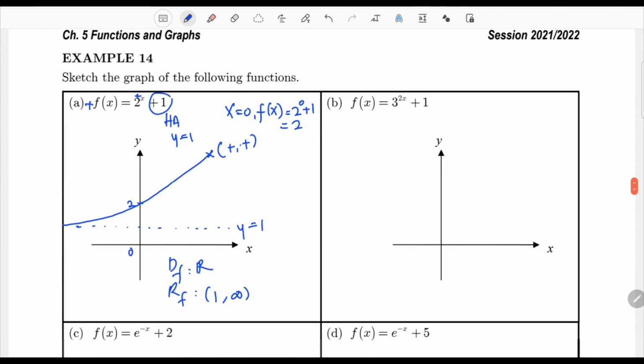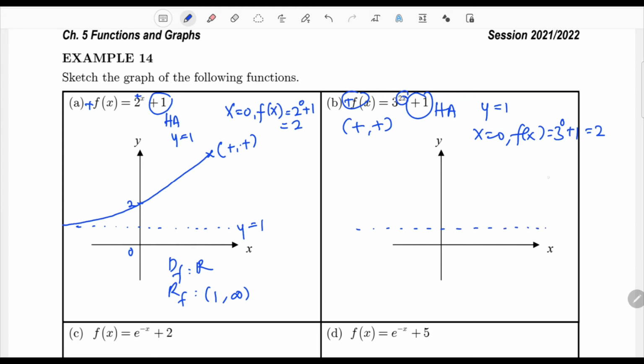Okay, look at B. Same thing, you have the horizontal asymptote there, which is y equal to 1. When x is 0, so you get f(x) equal to 3 power of 0 plus 1, again you get 2. Okay, and then the point plus plus, this is positive, this is also positive. Okay, find your asymptote, whatever it is, you have to draw your asymptote first, which is here y equal to 1. So get the value of 2 here. So again, you get the same shape. Do it nicely. Okay, this is your graph. So this is 2. So again, domain will be real number. So range will be (1, infinity).